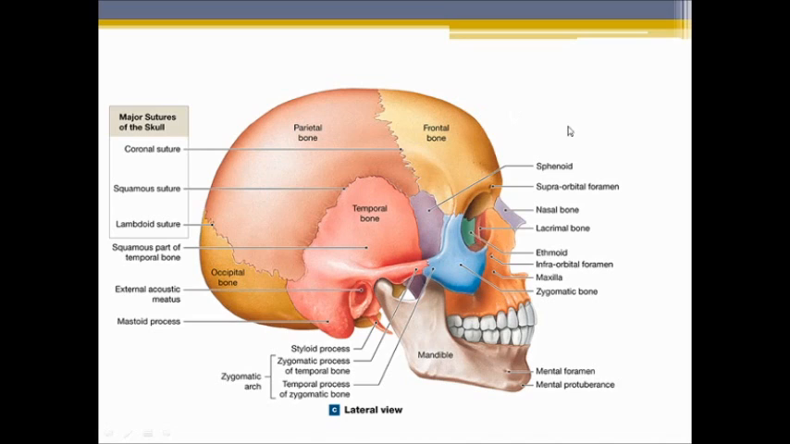And this is a good view where you can see the lacrimal bone and the ethmoid just posterior to it. Posterior to that is the sphenoid bone, which you can see through the orbit as well. Just superior to the orbit, you see the supraorbital foramen, and inferior to it, you see the infraorbital foramen. We can also see a couple of parts of the mandible here. The holes on either side are the mental foramen or foramina, and the bumpy part at the anterior surface of the mandible is the mental protuberance.